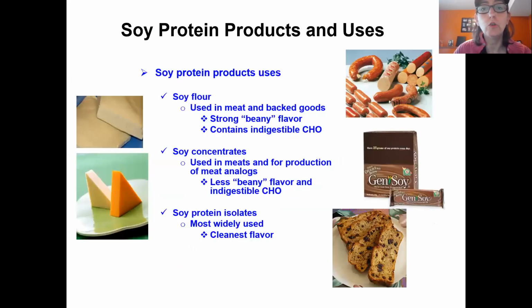Okay, so uses. There are so many different uses for soy ingredients: flour, concentrate, and isolates. But the isolate is the most widely used in different food applications, given its cleanest flavor. It has the least beany flavor and, because of the highest protein content, the most protein functionality. But soy flour and soy concentrate are also used in bakery products and in meat products for extrusion.